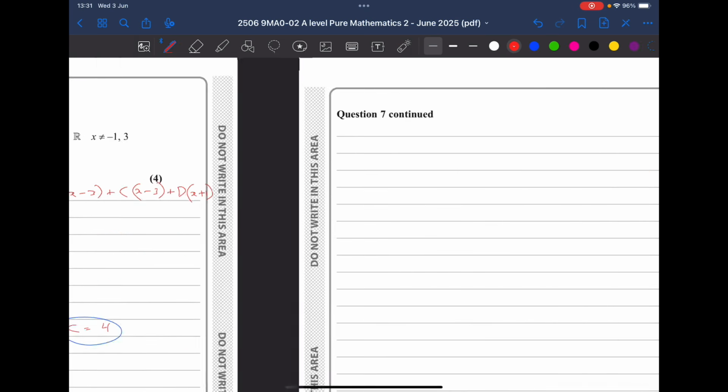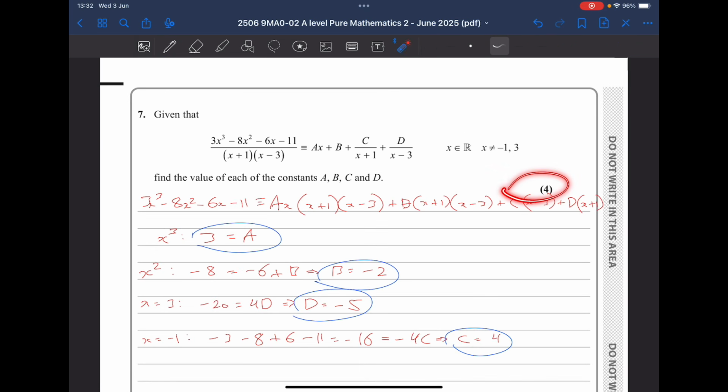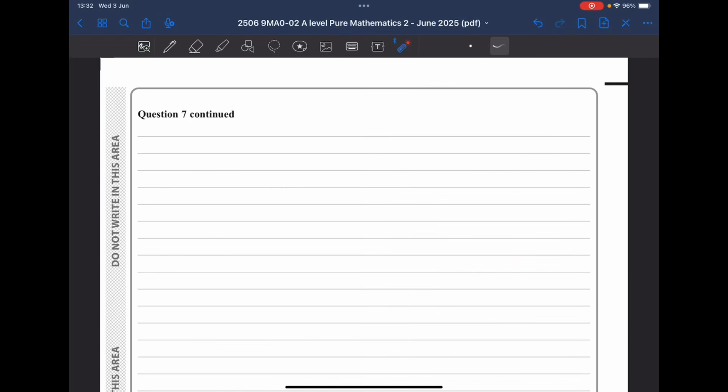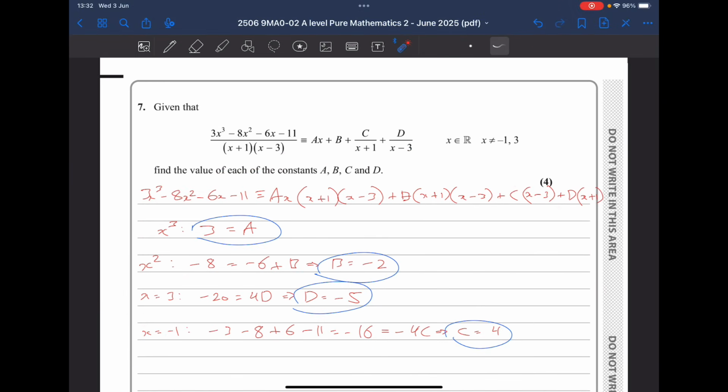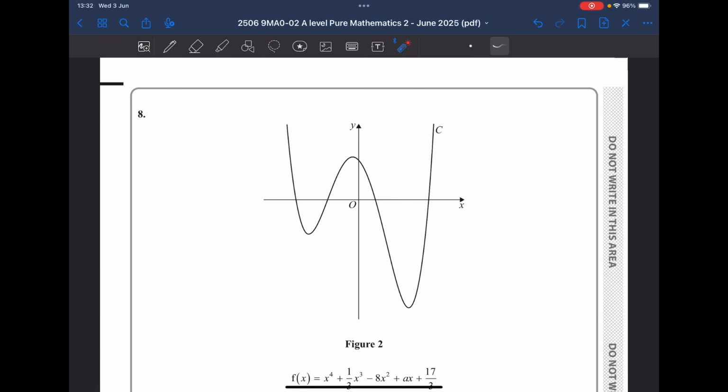Let's keep going. It's quite tedious, isn't it? 4 marks for that. It's quite long-winded compared to what it could be. There's probably maybe quicker ways, but this seems easiest to do.